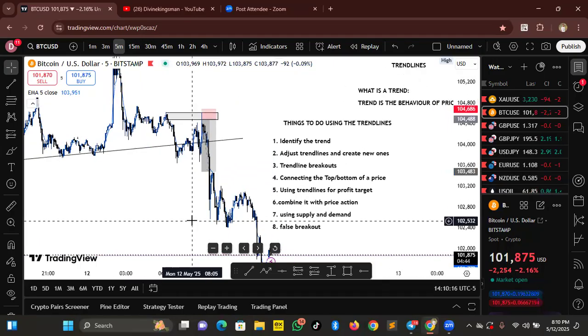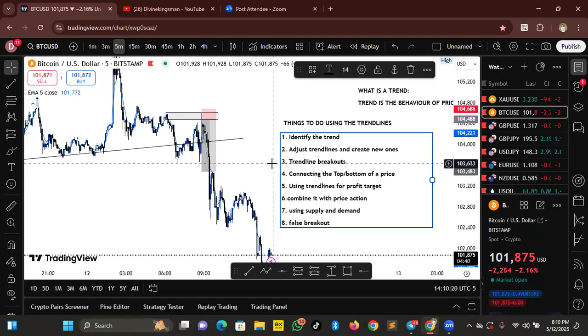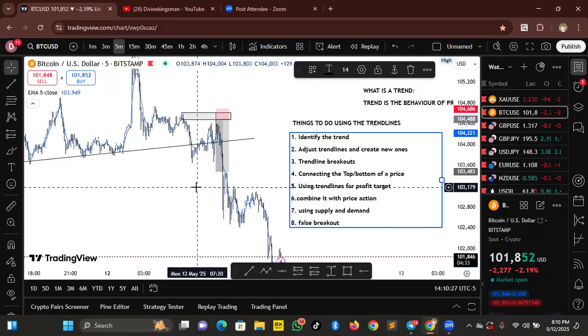So the first thing here under the things to do using trend line is to identify the trend, right? So you need to identify the trend. Now, I've talked about trend. That's where I talked about market analysis, and I said it's divided into two: the trending market and the ranging market, right?